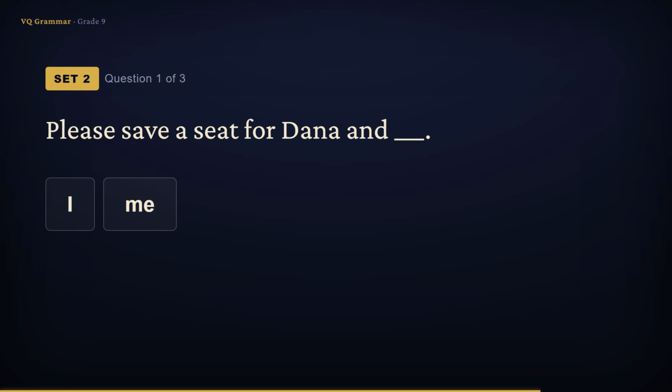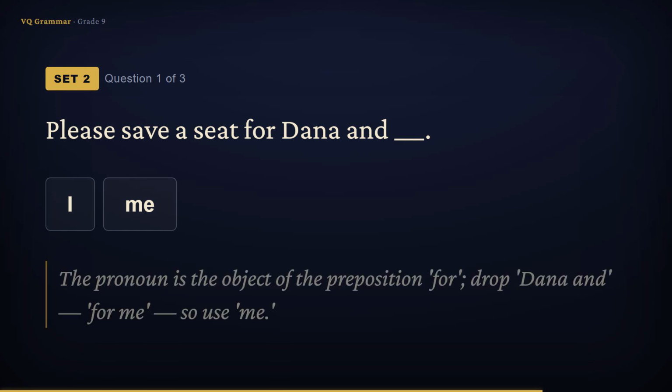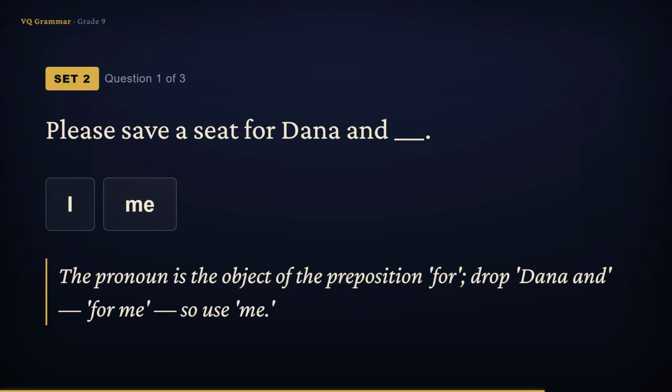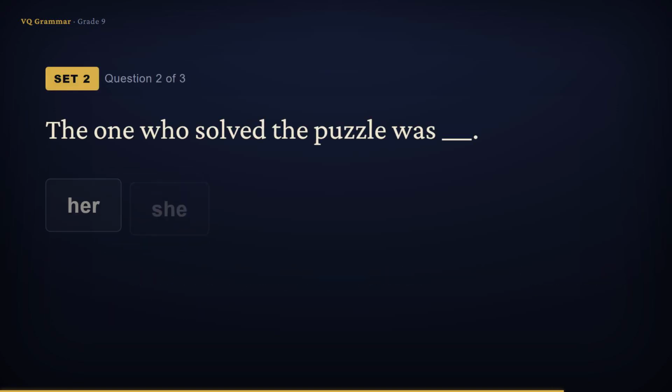Please save a seat for Dana and blank. The pronoun sits after the preposition for, which makes it an object. So we want the objective form. Use the trick. Drop Dana and say it alone. Save a seat for me, not for I. The answer is me.